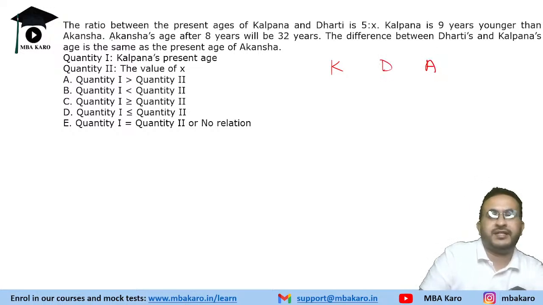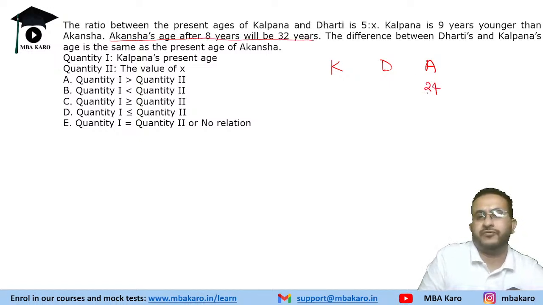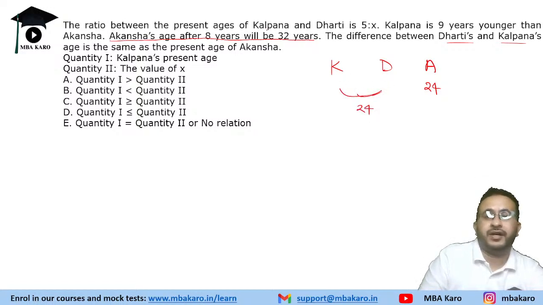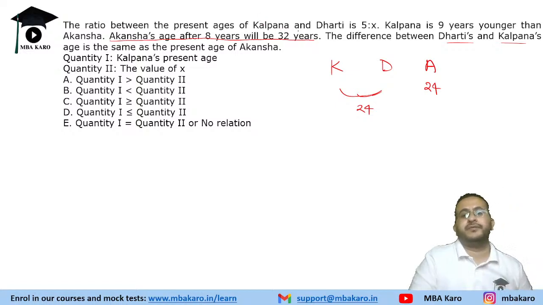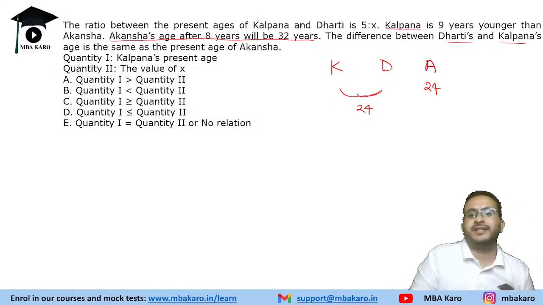So it says Akansha's age after 8 years will be 32 years. So Akansha's age is 24. It says the difference between Dharti and Kalpana's age is same as present age of Akansha. Dharti and Kalpana, the difference is 24. Okay. Now it is given Kalpana is 9 years younger than Akansha. So Kalpana is 15 years old, right?